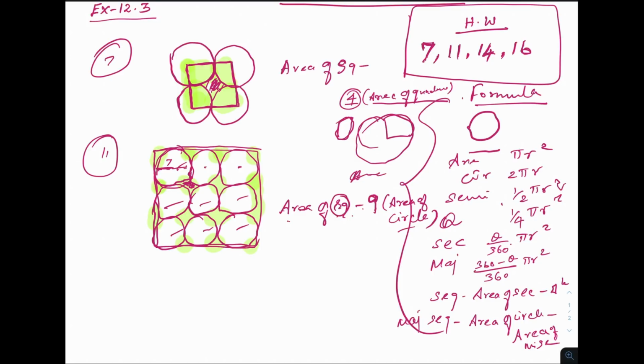But we need to know what is the side of the square. So from the radius of the circle, what is the radius of the circle? 7. So what will be the diameter? 14. What will be the diameter of this circle? 14. What will be the diameter of this circle? 14. Now you see, from the first circle till the last circle, if I join all the diameters, that is equal to the side of the square. So how to find the side of the square? Side of square is equal to 3 into diameter.